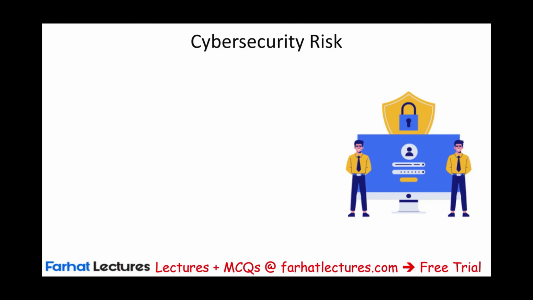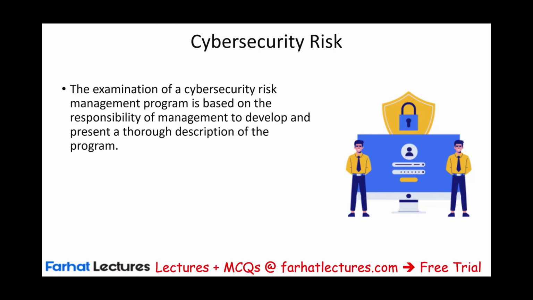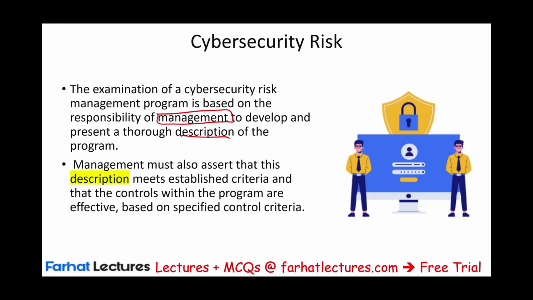Now, bear in mind that the examination of the cybersecurity risk management program is based on a management claim. So management develops a description, and the auditor's job is to pass a judgment, issue an opinion about that description. So management asserts that this description meets established criteria and that the controls within the program are effective based on the specified control criteria. And usually the criteria revolve around security, confidentiality, so SAC, and availability. Those are usually the three most important ones.